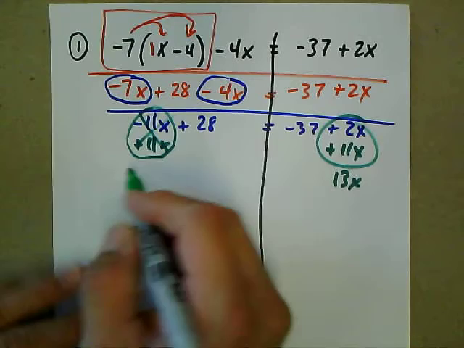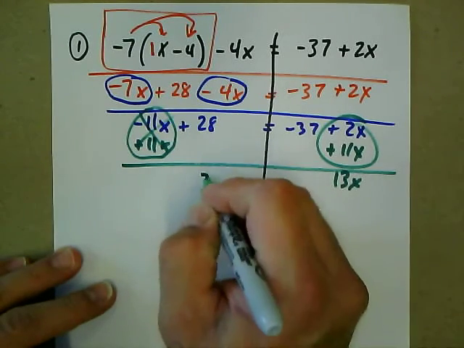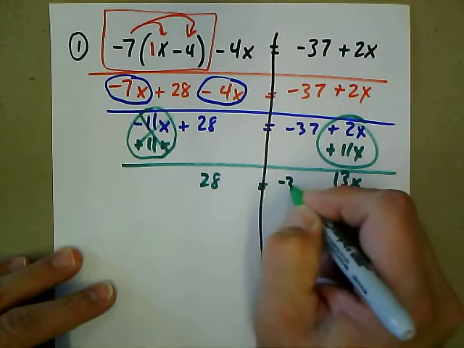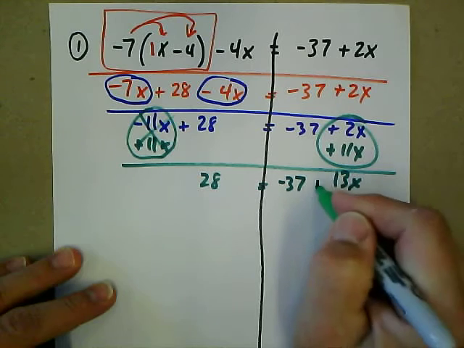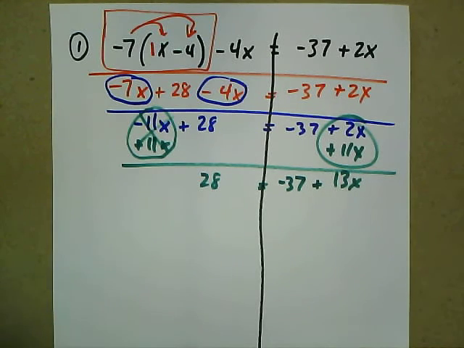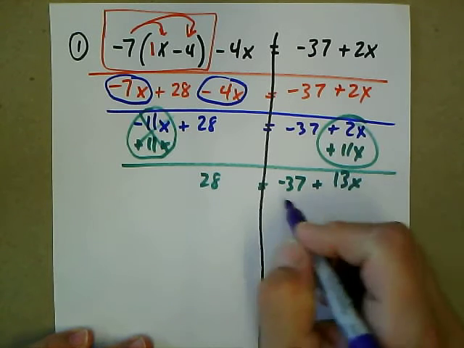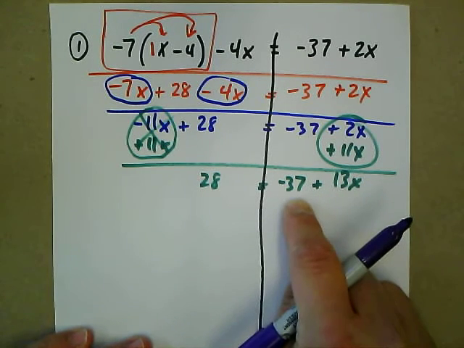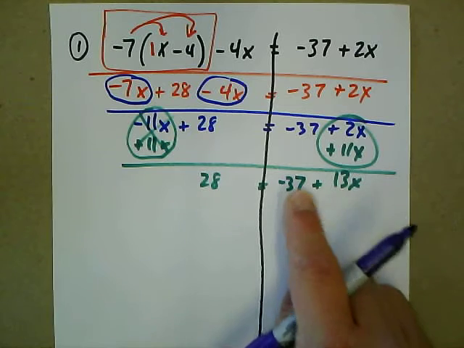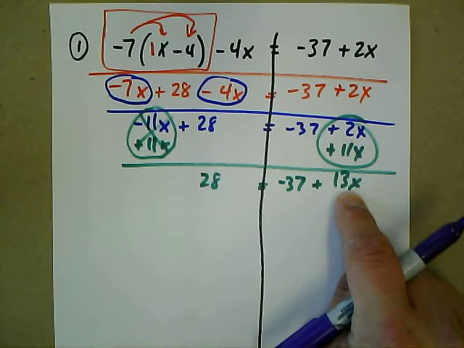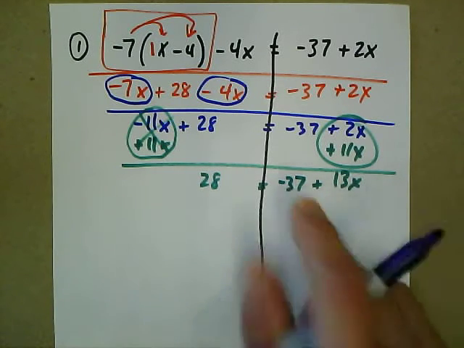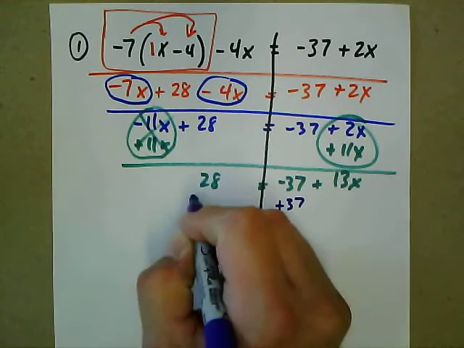Those two are opposite operations. They're gone. Bring down the 28, the equals the -37. And since that's positive 13, we're going to put plus there. Need an operation. So what we're going to do is we are going to go ahead and find out what is added or subtracted. So the 37 is added, the 13 is multiplied. So what we're going to do is we're going to end up adding 37 to both sides of the equation.